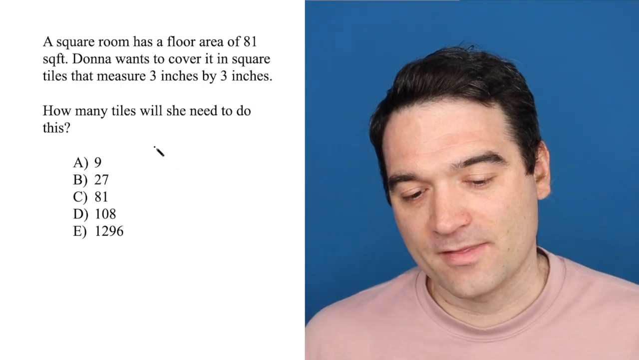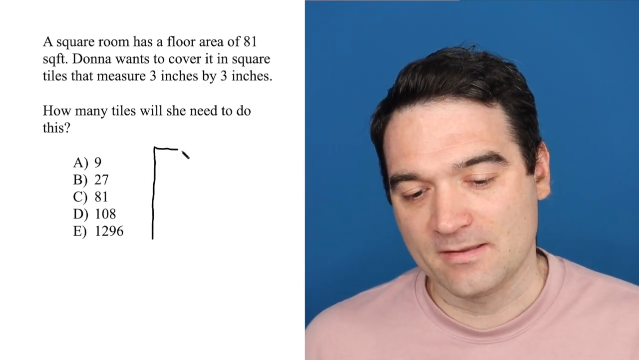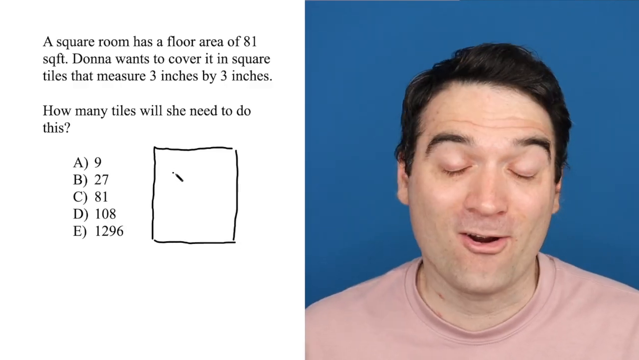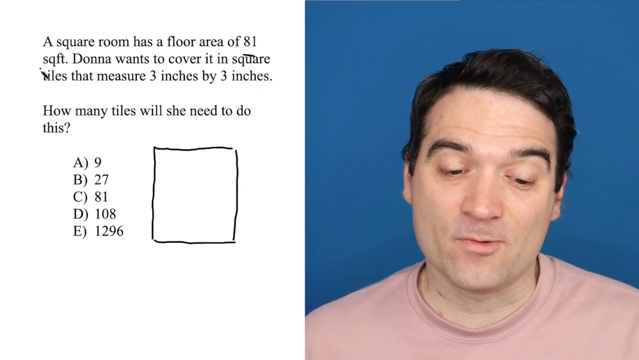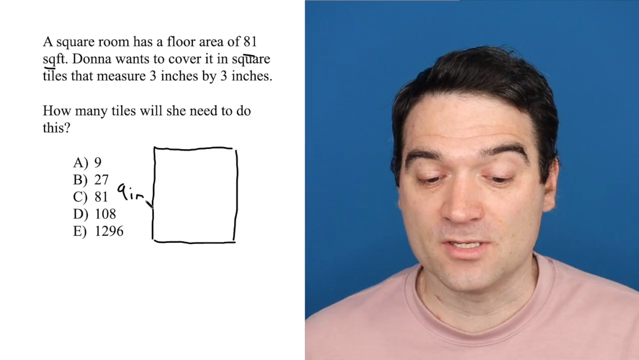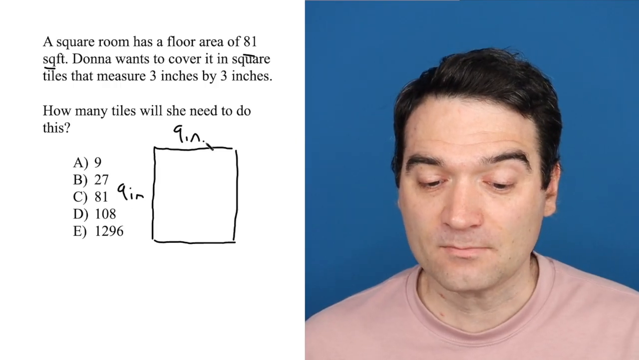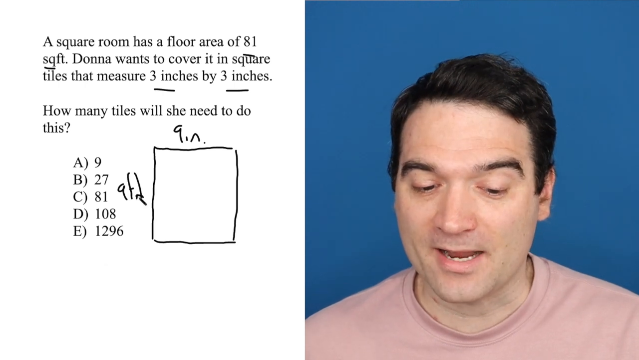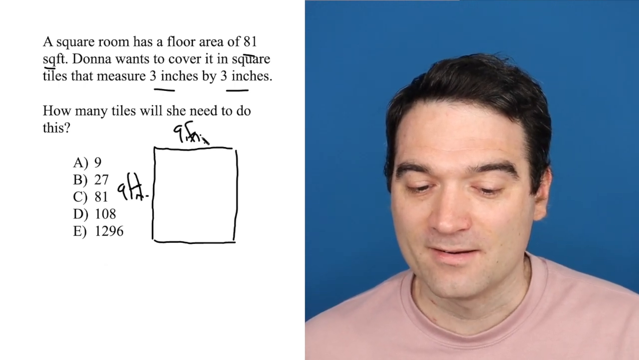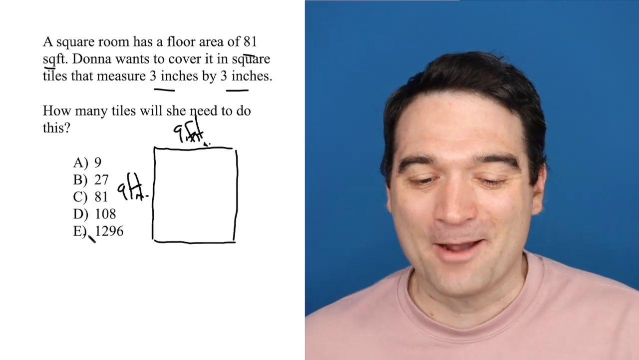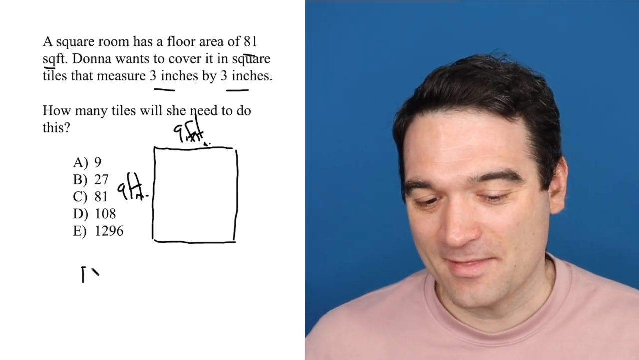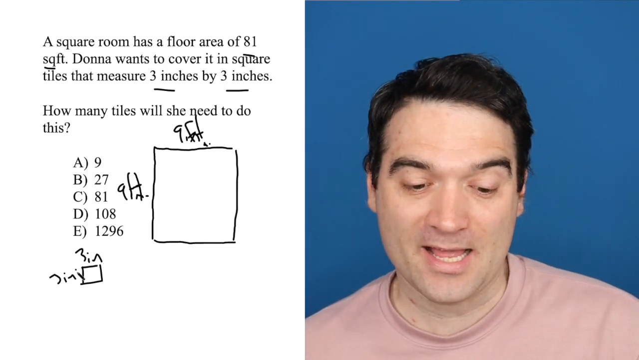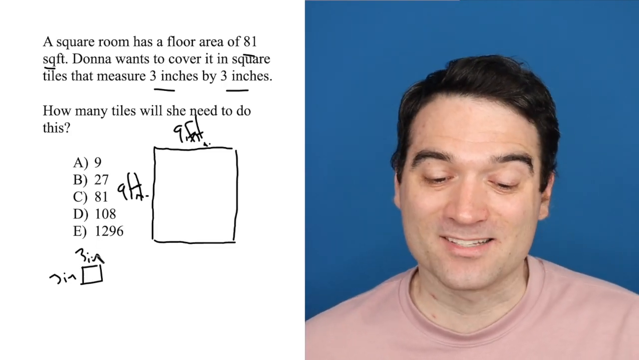So let's start by drawing this out. Always a good idea when we have a geometry problem without a picture is to make our own picture. And we're told that this is 81 square feet, which is going to be 9 feet by 9 feet. And we're also playing around with these tiles that measure 3 inches by 3 inches, just like that. The question is, how many tiles does she need?